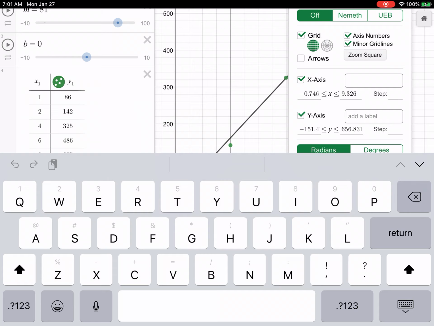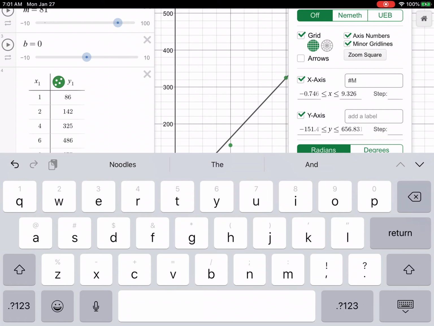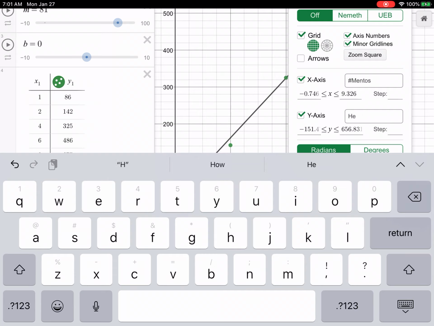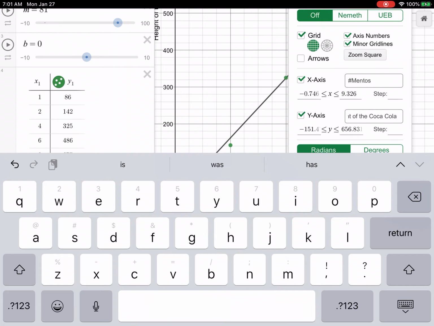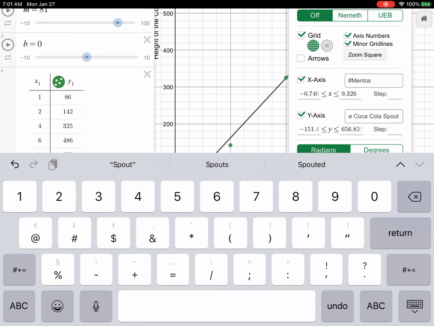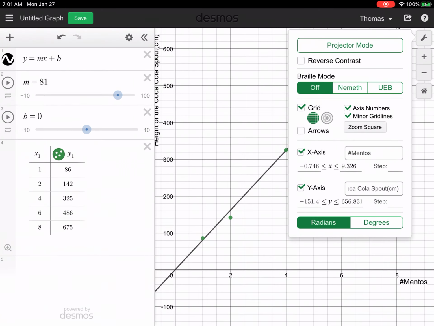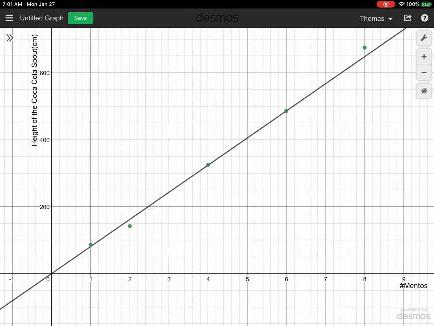And what did we say? This was the number of Mentos. Number of Mentos. And the y-axis was the height of the Coca-Cola spout. Alright, and oh yeah, don't forget your units in centimeters. Oh, okay, so you can see my axes are now labeled, and I'm going to get rid of that. I can see my graph, very nice.